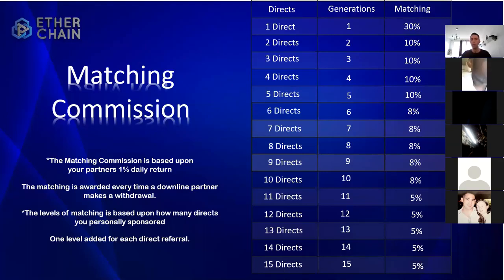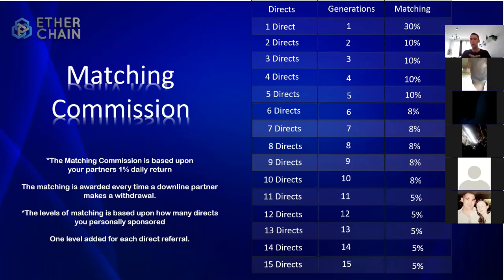Now, you will have 1 level added for each direct referral. That means if you have 1 direct, you will only receive matching on that 1 person, nothing below. If you have 3 directs, you will have 3 levels of partners that you receive matching on. If you have 10, you will have 10 levels. If you have 15 or more, you will have 15 levels of matching.